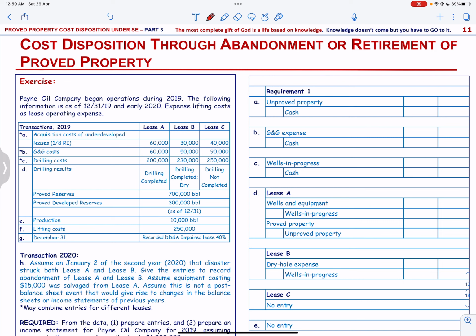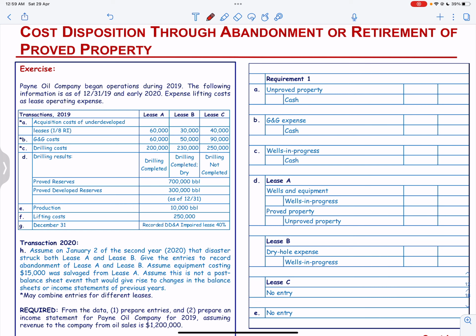Now, Pine Oil Company began operation during 2019 and we have the following cost, and we have the three leases over here, A, B and C. A is completed, B is discovered to be dry, and C is not completed. And you can see the stars over here that we may combine the entries for the different leases if required. And they say from the data prepare entries and prepare an income statement. So first of all we will go for the entries, and the acquisition cost of undeveloped leases was 60, 30 and 40, that makes 130,000.